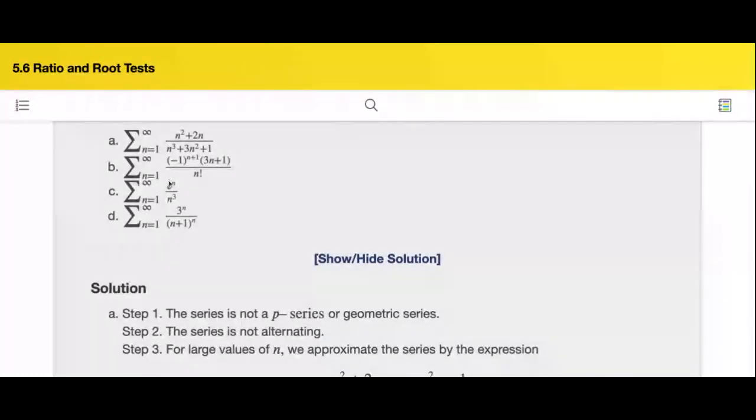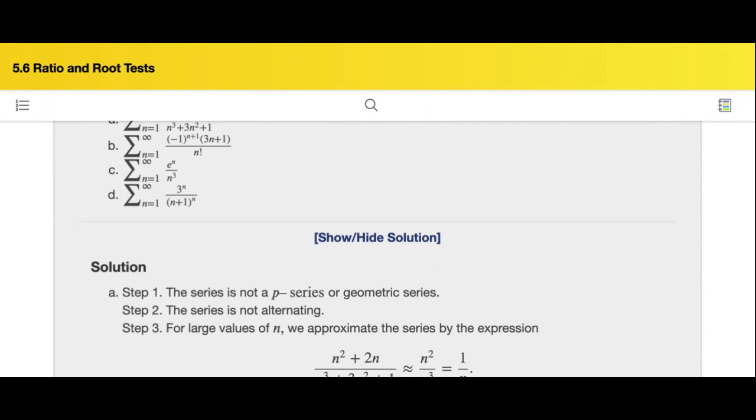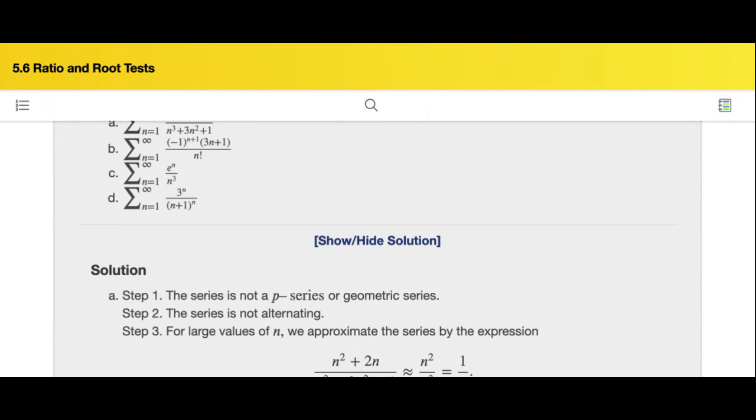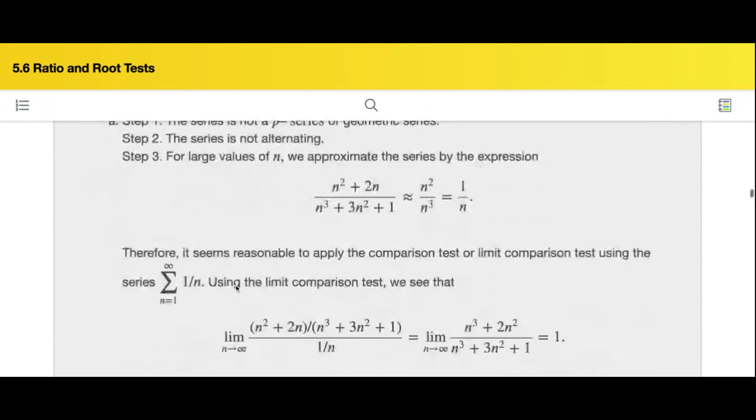So for C, we have e raised to n, an exponential function. And the denominator is n cubed, a polynomial of degree 3. So the numerator grows much, much faster than the denominator. So the intuition is this series diverges. So what do we want to do? We want to use a comparison. We want to use a ratio test. All right, this is inviting us to use the ratio test. So we will do e raised to n plus 1 divided by n plus 1 raised to 3, then divided by this nth term.